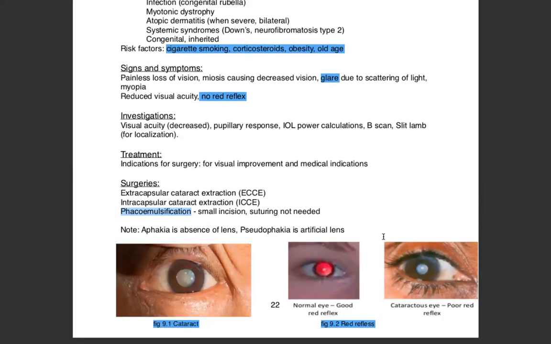What we just did is that we broke down the lens and took it out, because the lens had become white. So now the person does not have a lens anymore. What we have to do is give them a lens. Right after the cataract surgery there is no lens, so the person has aphakia. And what we do is give them a fake lens, called pseudophakia. In other words, we take the lens out and give them a fake lens. So the treatment is phacoemulsification or extracapsular or intracapsular cataract extraction with a fake, artificial lens.